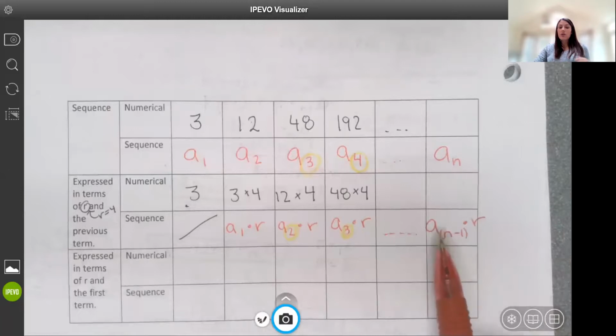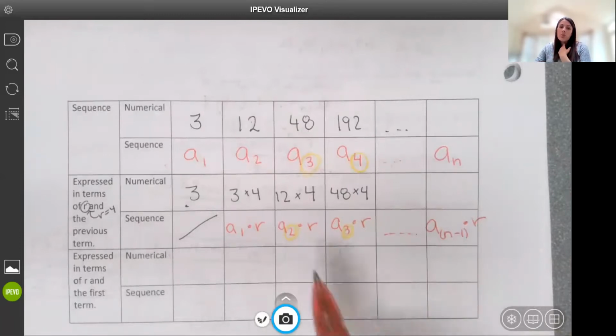Okay, whatever the term before it is, times my ratio, is going to give me that number term. So if I wanted the 50th term, I'd have to know the 49th term, and then I'd multiply it by 4 to get that 50th term with it written this way. Now, I'm not always going to know the term before it. So we want another way to look at these sequences.